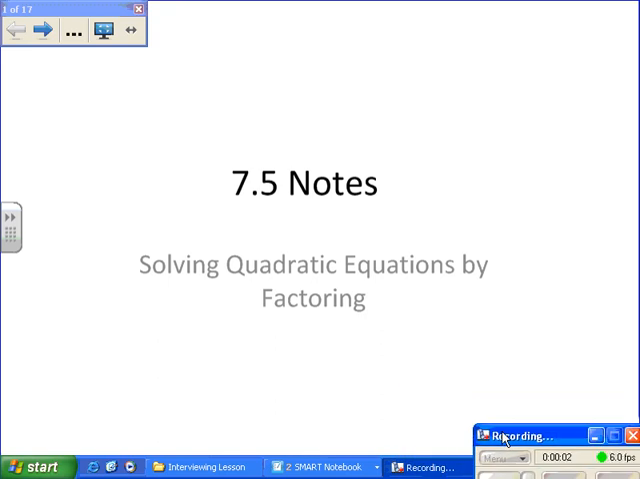Hi everyone, welcome to our first lesson for 7.5. The 7.5 notes are going to be broken into 4 parts, and today we're looking at part 1, and this is factoring quadratic equations using a fast method when we see a general trinomial. Let's go ahead and get started.